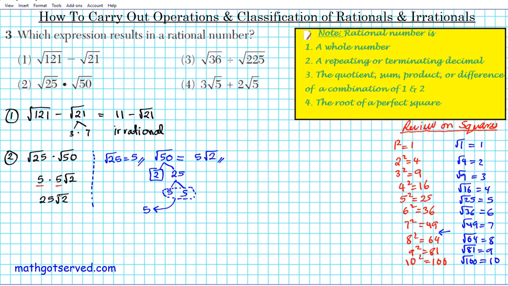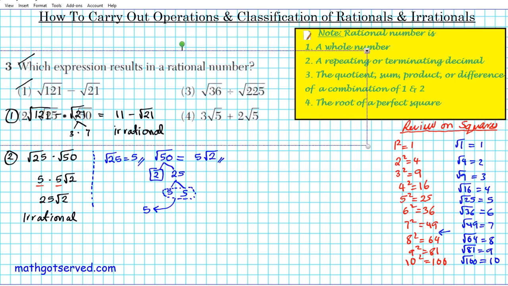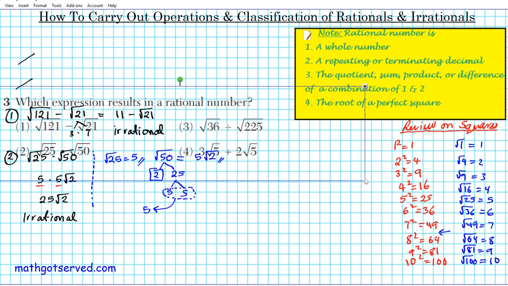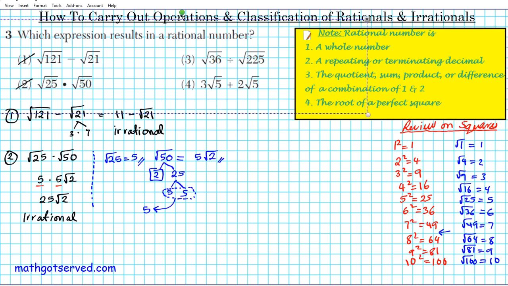Now, because of this root 2 component present, guess what? This number is irrational. Remember, we're looking for what's rational. So 1 is not the answer, 2 is not the answer since they're both irrational. So we're going to keep going until we find the rational number. Okay, so let's do this.